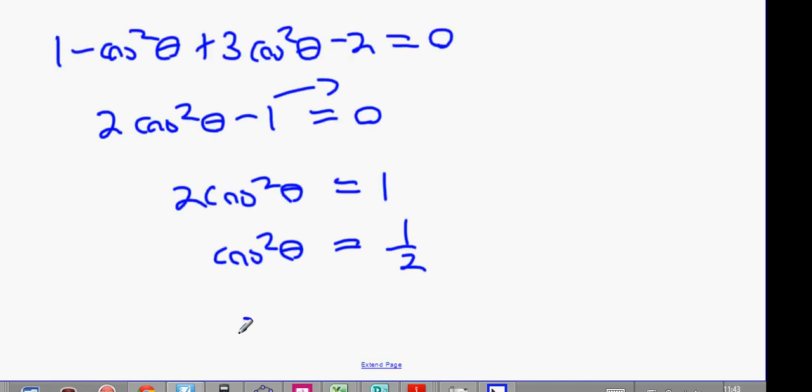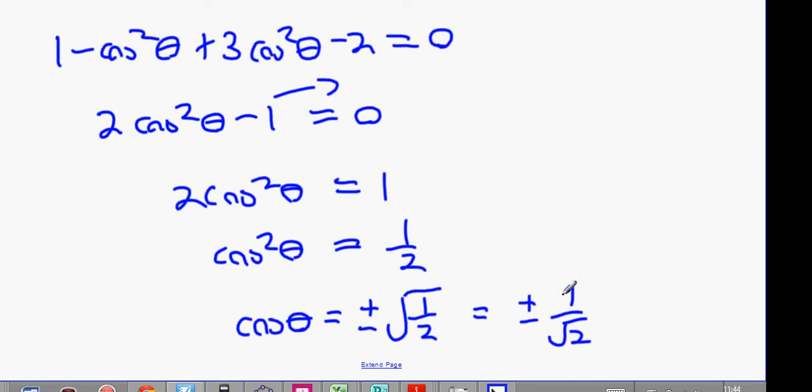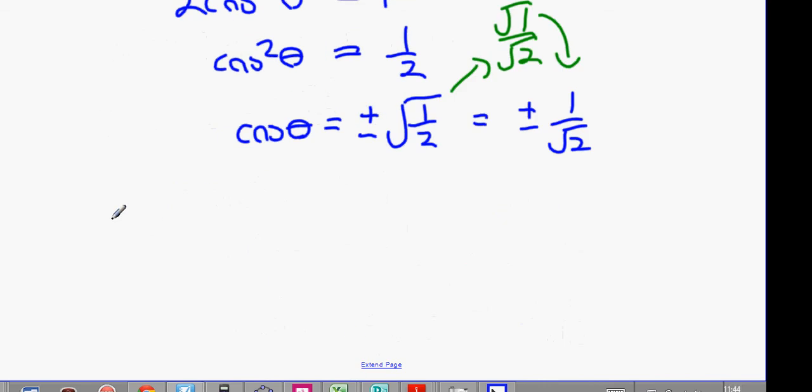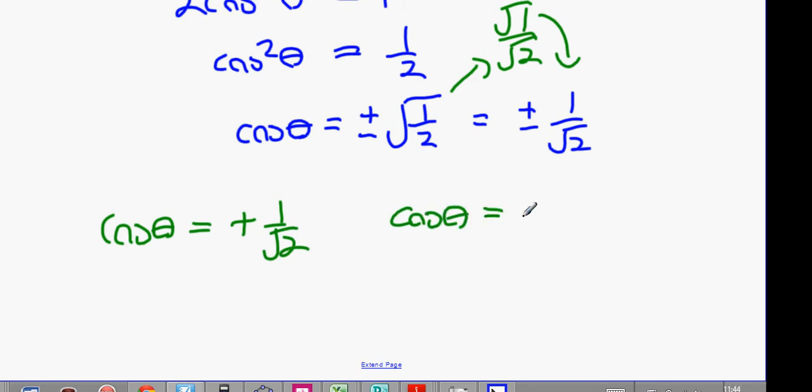Now, cos theta is therefore going to be what, guys? Plus or minus the square root of a half. The square root of a half is 1 divided by root 2. Does anybody know the in-between? The in-between is root 1 over 2 equals root 1 divided by root 2. Root 1 is 1 and root 2 is still root 2. You go to your tables and you have two answers. Cos theta equals plus 1 over root 2. Cos theta equals minus 1 over root 2.